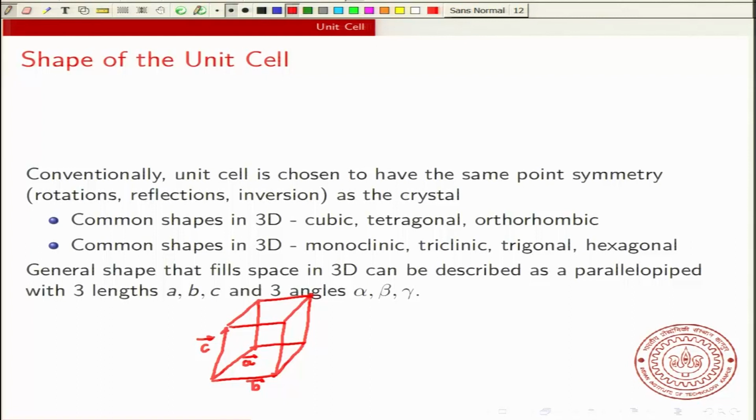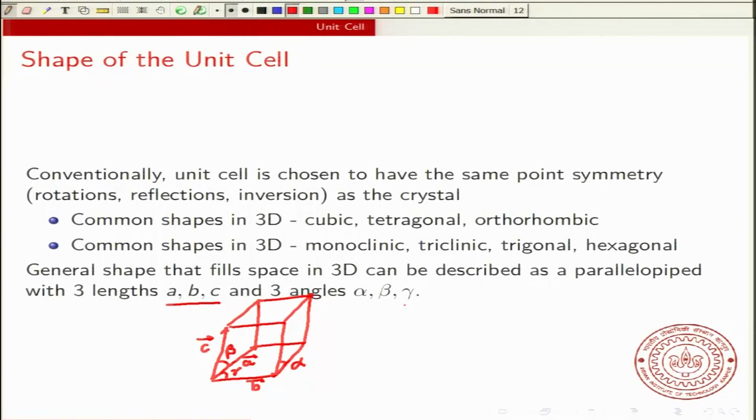And so, now there are 3 vectors which have lengths A, B and C, and there are angles between the vectors. So, the angle between A and B I will call gamma, the angle between A and C I will call beta, and the angle between C and B, let me show it here just so that you do not get confused, I will call alpha. So, there are 3 angles alpha, beta, gamma, which are also used to specify the unit cell.